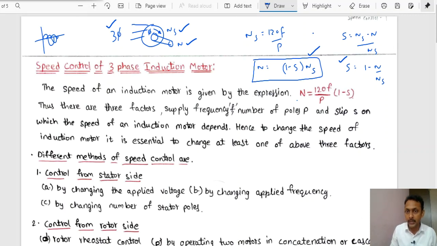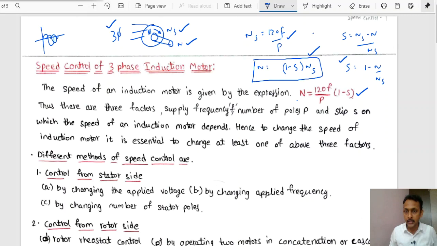From our previous basics, we are familiar with synchronous speed ns. ns is given by 120 f by p, where f indicates the supply frequency and p indicates the number of poles. So in the place of ns, if you substitute 120 f by p, this is the final equation. This is very important. From this equation, we are going to classify the different methods of speed control for the induction motor. I repeat again, the speed of the rotor n is given by 120 f by p into (1 minus s).